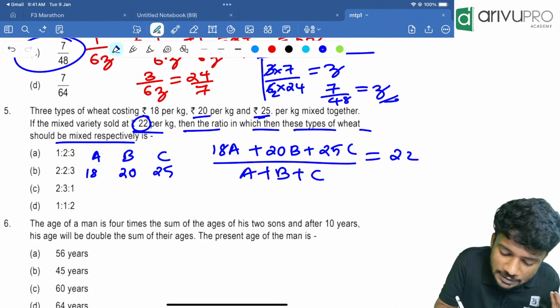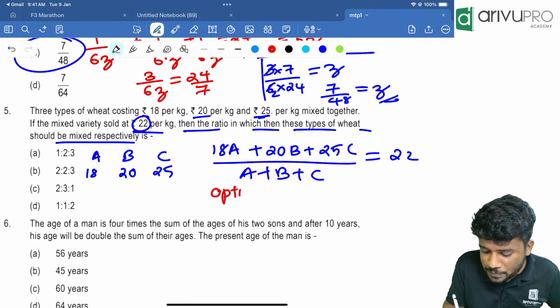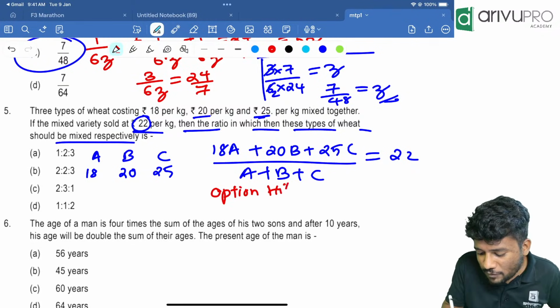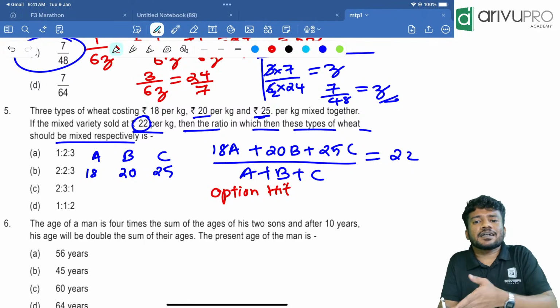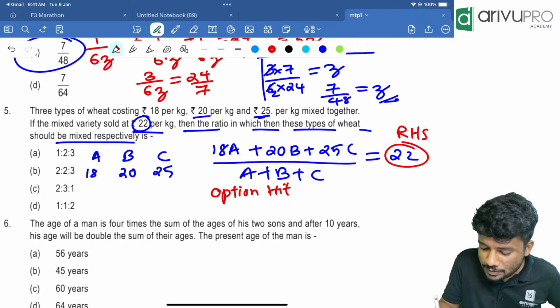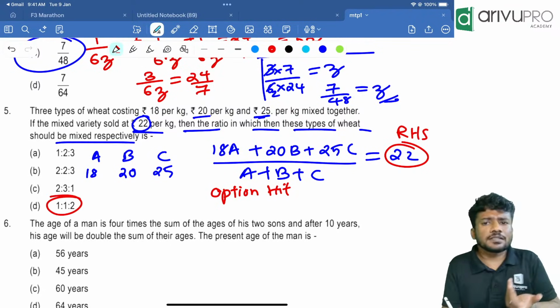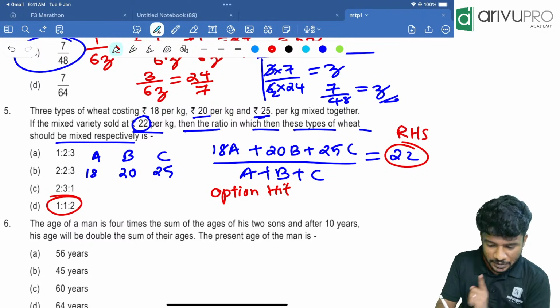Now, what's the next step? The easiest one is option hit people. Option hit, and whichever option is giving you LHS and RHS same, that's your answer. Here RHS is how much? RHS is 22. We need to check which option is giving you the answer. For me, the answer is option D. We will check with option D first.